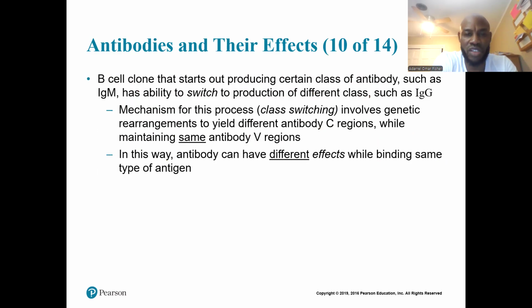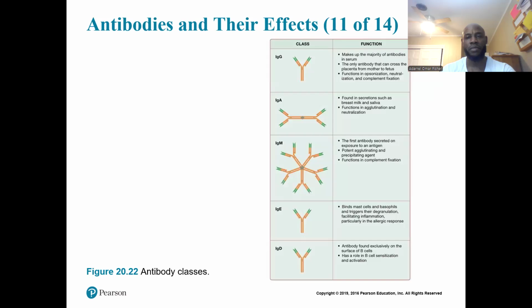The B cell clone that starts out producing a certain class of antibodies, such as IgM, has the ability to switch to production of different classes, such as IgG. The mechanism for this process involves genetic rearrangements to yield different antibody C regions while maintaining the same V region. In this way, antibodies can have different effects while binding the same type of antigen, right? So there are multiple ways we can create these antibodies, different antibodies which will bind to different antigens.